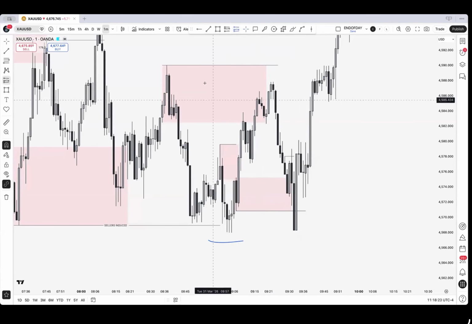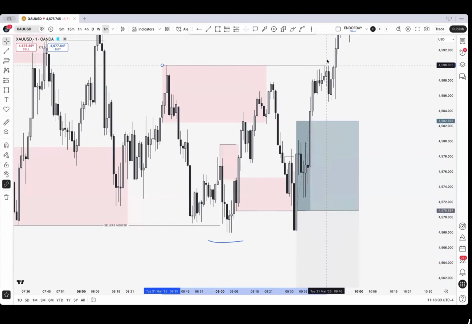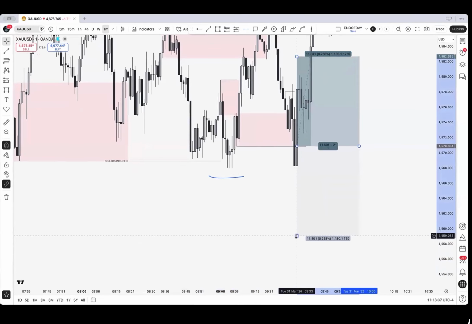And then we do so by respecting this. So once we respect this, we move away, inducing sellers, taking that inducement low. So therefore, we leave liquidity at these highs now. So that gives me total conviction in taking this entry. My confidence is high on taking this entry.